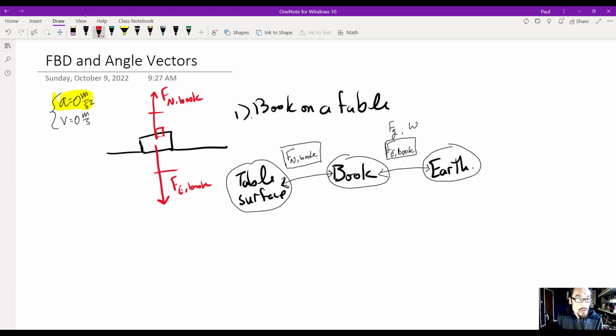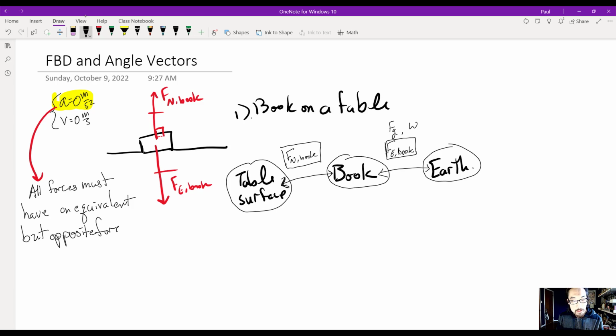That's so important, let's write this down here. This means that all forces must have an equivalent but opposite force. That's what that means. Very important. Highlight that key part to this entire unit. The reason I want you to have that is that this won't always be the case, where your acceleration is not 0, where an object is in fact speeding up. This helps us keep things nice and organized. Very important there.